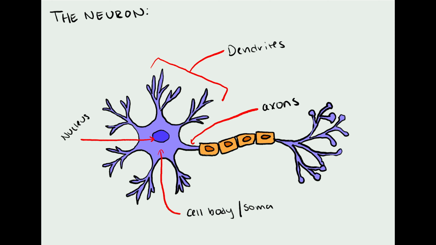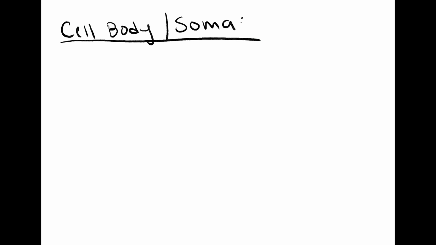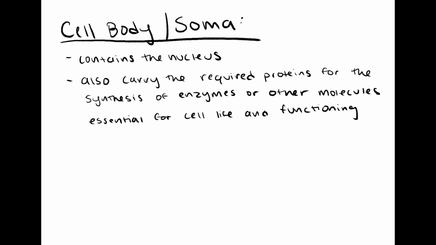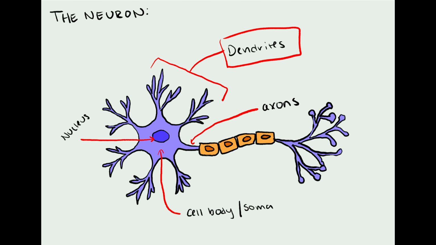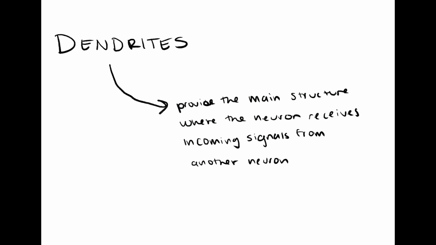The cell body or the soma contains the nucleus of the neuron. They also carry the required proteins for the synthesis of enzymes or other molecules essential for cell life and functioning. Emerging from the cell body like bushy branches are the dendrites. Dendrites provide the main structure where the neurons receive incoming signals from another neuron.